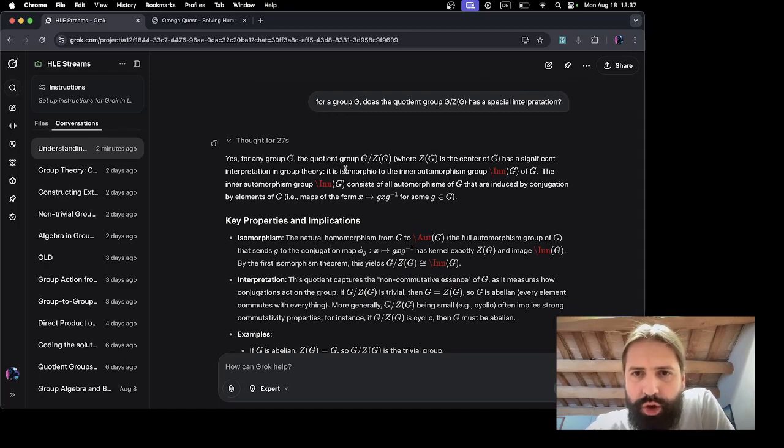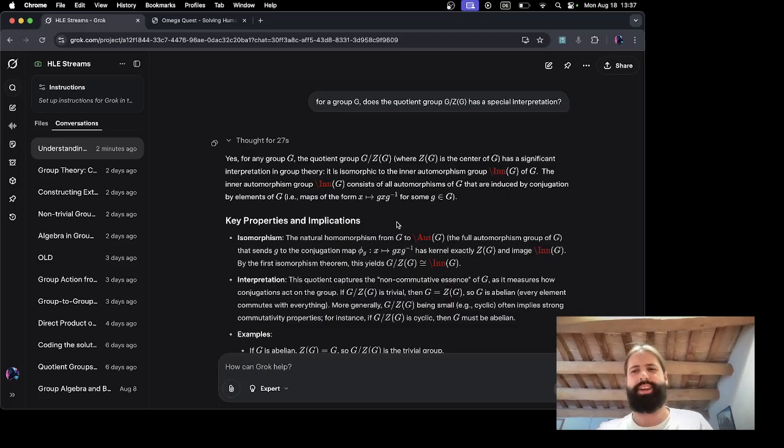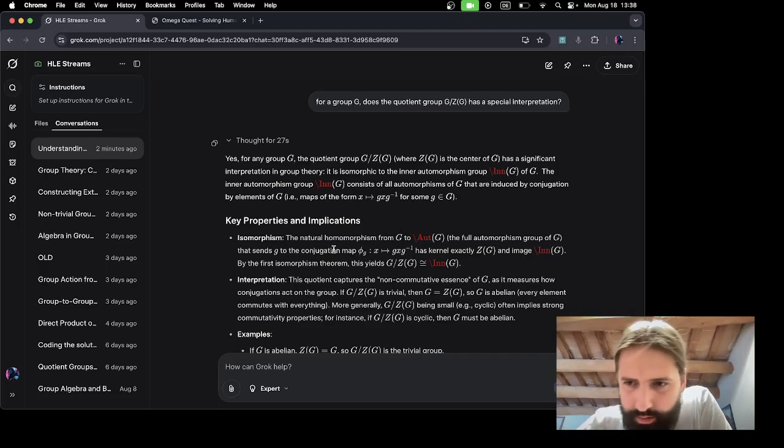Yes, the quotient group G over ZG as the center has a significant interpretation in group theory. It is isomorphic to the inner automorphism. It is isomorphic to the inner automorphism group. The inner automorphism group consists of all automorphisms of G that are induced by conjugation by elements of G. Interesting. That's a key concept in group theory. If you have a specific question about it, just let me know, and I'll dive in with you.